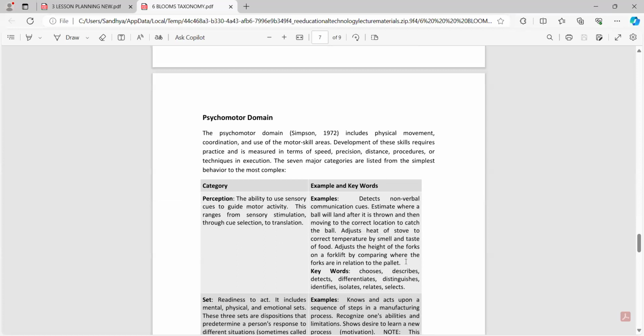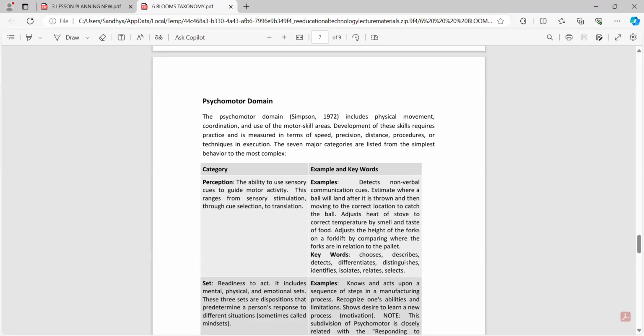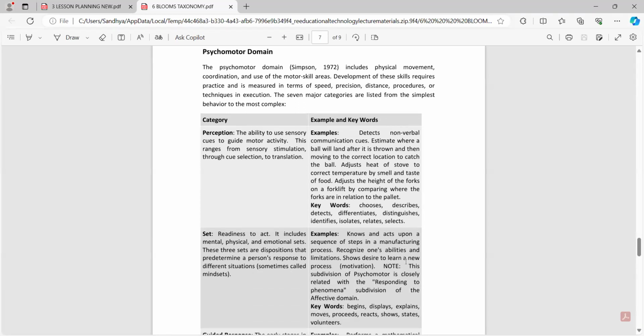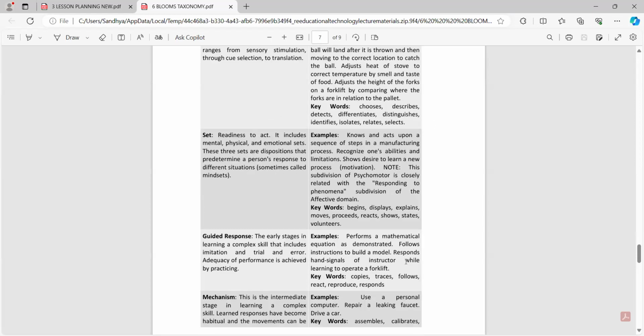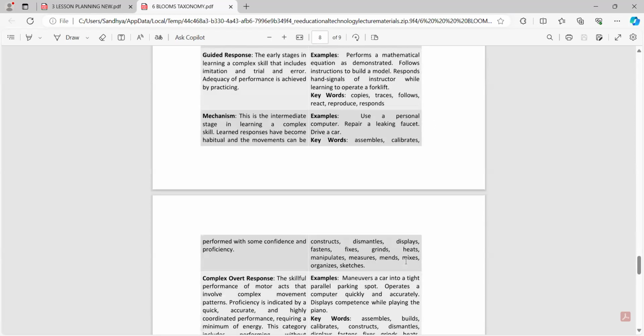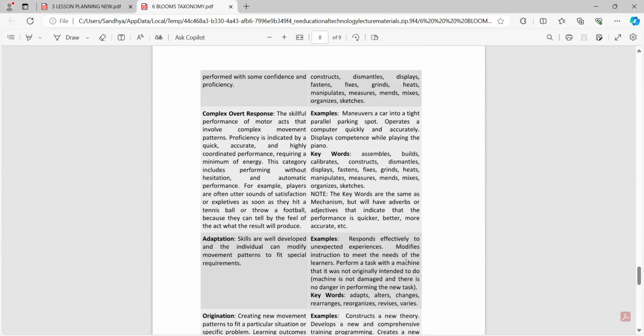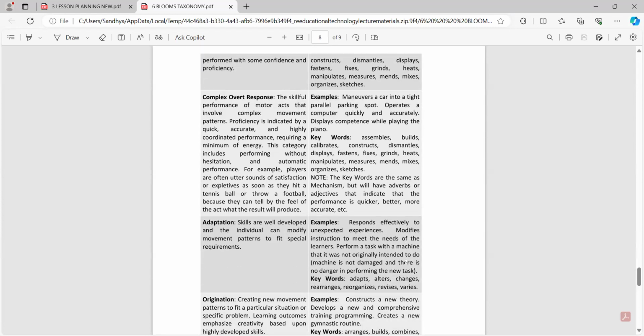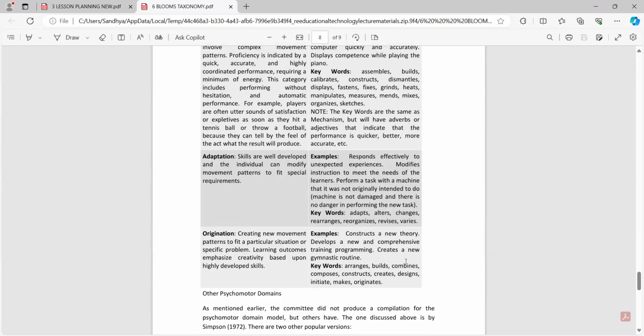Here, the psychomotor domain. Some other words for it are skills, or the ability to use equipment and the body. If not, we call it hand. It also has levels. First, perception. Second level, set. Third level, guided response. Fourth level, mechanism. The fifth level, complex overt response. Sixth level, adaptation. And then the seventh level is origination.